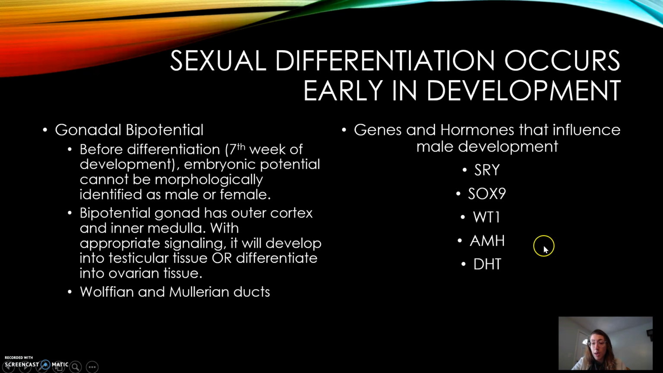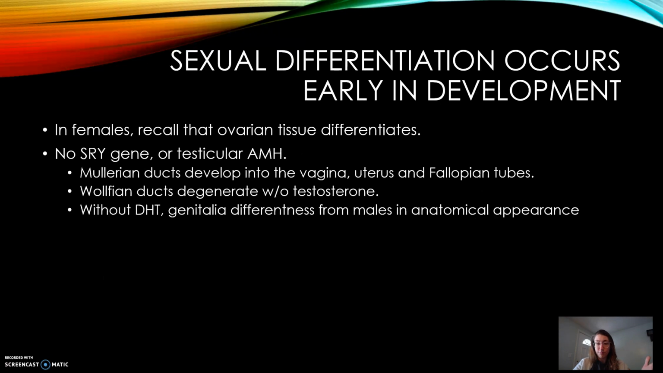Anti-Müllerian hormone, AMH, and DHT are both male hormones that help facilitate the development of testosterone and the different male reproductive organs. This is really important because, as you'd expect, the female reproductive system does not have this. Once you have the elimination of anti-Müllerian hormone and DHT, you'll start to differentiate into ovarian tissue. So that's one of the differentiation points between testicular tissue as well as ovarian.